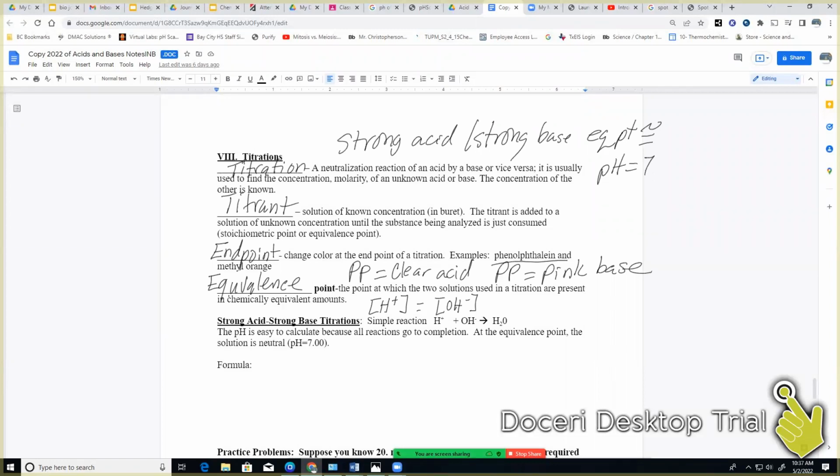So this is the net ionic, if you remember, that you see for strong acid, strong base reactions. And the pH is easy to calculate when these go to completion. So if we go back to the one that we wrote on the other side, I'm going to write it up here because I'll run out of room down there.